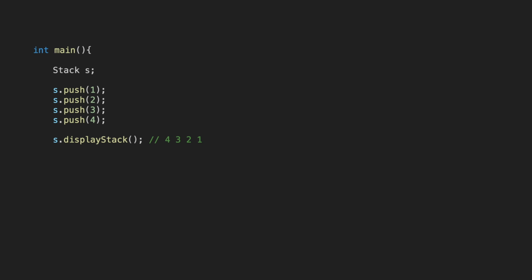Next, if we want to display the element at the top, we can use the top function, which will give the output as 4. Finally, if we want to remove or pop the element from the stack, we can use the pop method, which will remove the element 4 from the stack, and we will have the element 3 at the top of the stack.